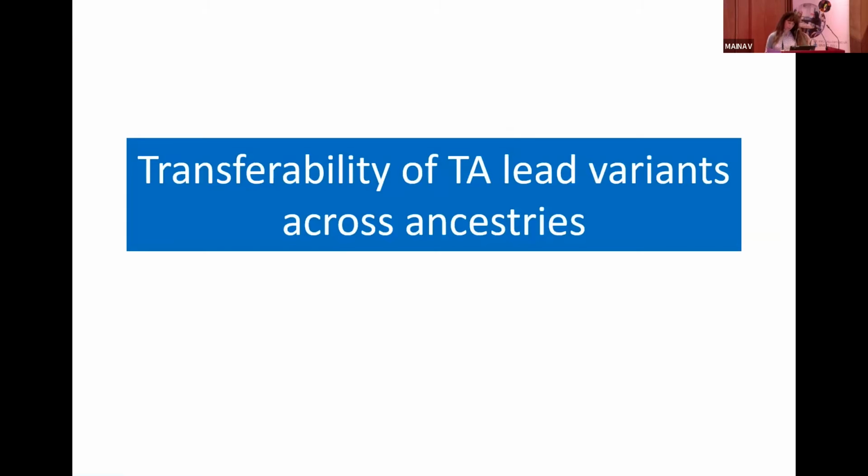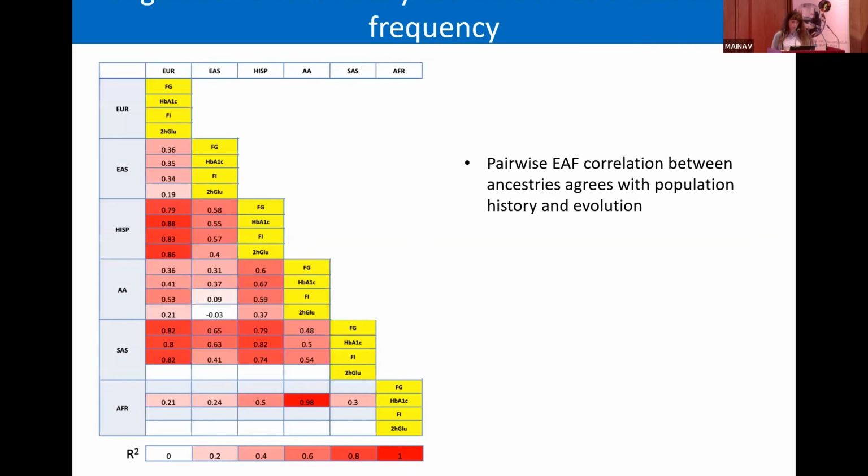So the next question we wanted to try and answer was, how transferable are our loci across the various ancestries? And we looked at this in two different ways. One was we wanted to understand the correlation of the allele frequency across the different populations. And very much in agreement with population history and evolution, you can see there's a high degree of allele frequency correlation between Europeans and Hispanics, Europeans and South Asians, African Americans with the Africans, and so forth. So this all kind of made sense.